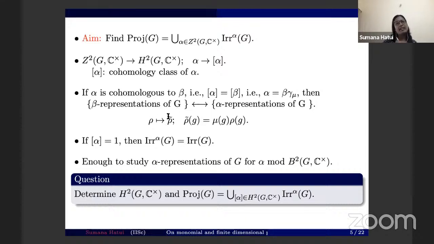So it's enough, and you know exactly how the projective representations will look if you know only one part. That's why you just take the Schur multiplier, pick one element from each class, and study the irreducible alpha representations of G. And if alpha is the trivial co-cycle, that means it is cohomologous to the trivial one, then these are just the ordinary representations of G.